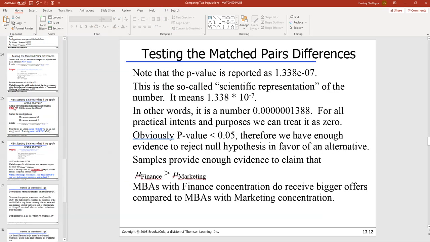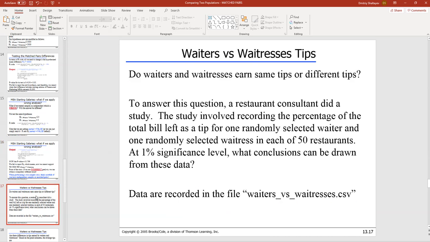Where is it? Waiters. Okay, this one. Do waiters and waitresses earn the same tips or different tips?